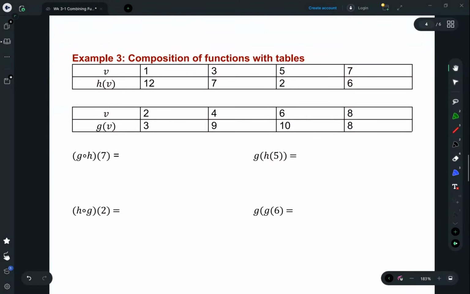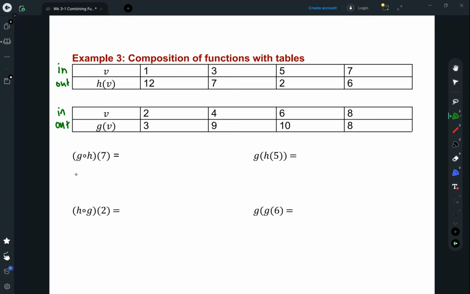Let's think about function composition using tables. So same idea, we're going to have an input function, an inner function, and an outer function. Let's go ahead and just jump in with an example. So our first example, we have two tables. The top table is h of v, and the bottom table is g of v. So here's our input to h, and here's our output to h. And here's our input to g and our output to g. Looking at our tables just to see what we have, the first thing we're trying to find is g of h of 7.